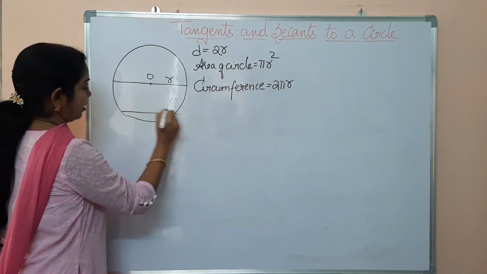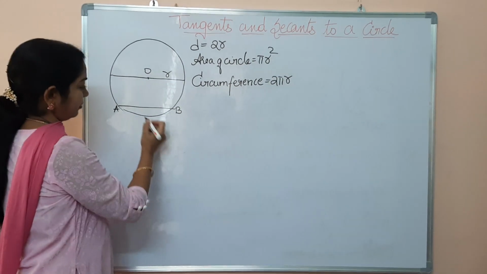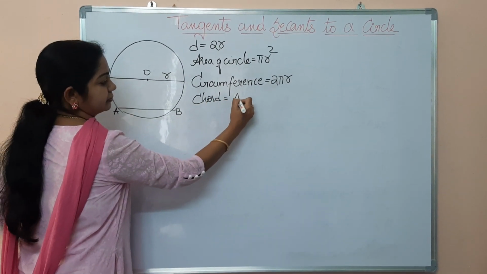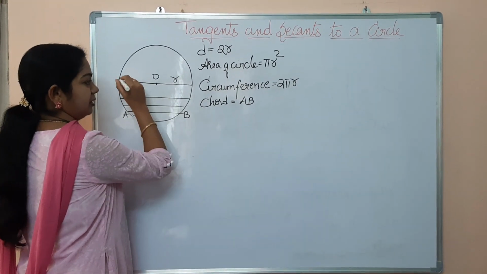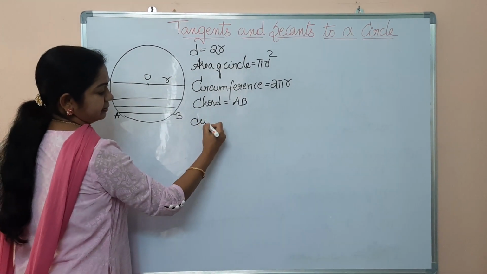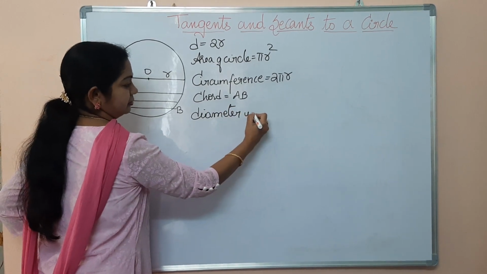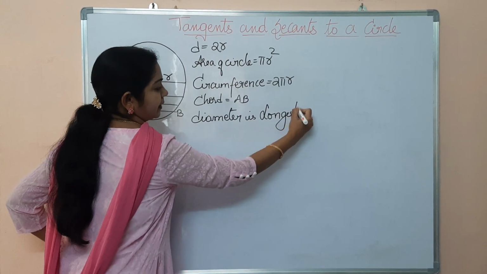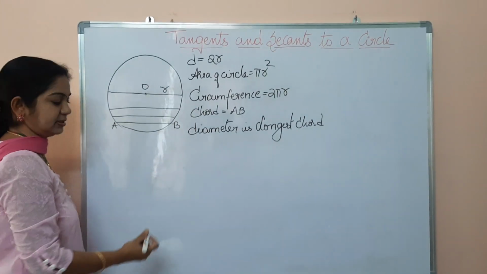And if I draw a chord AB, this is the chord AB. Keep on drawing few chords. The longest or the biggest chord is nothing but the diameter. So the diameter is the longest chord. So this is all about the circles.